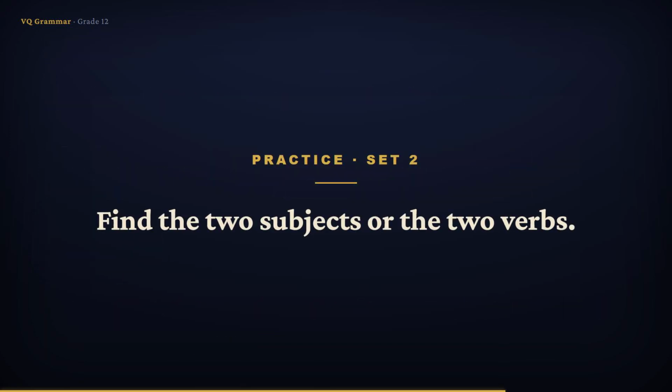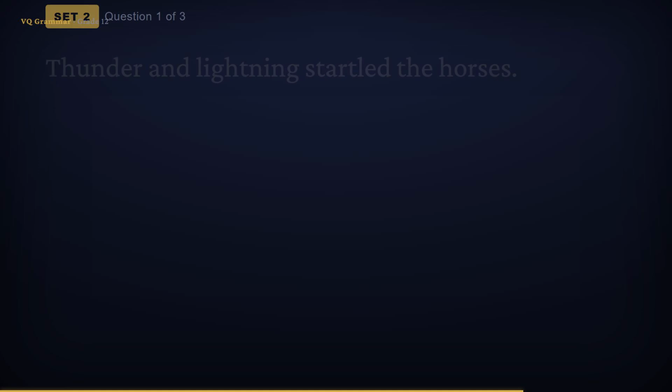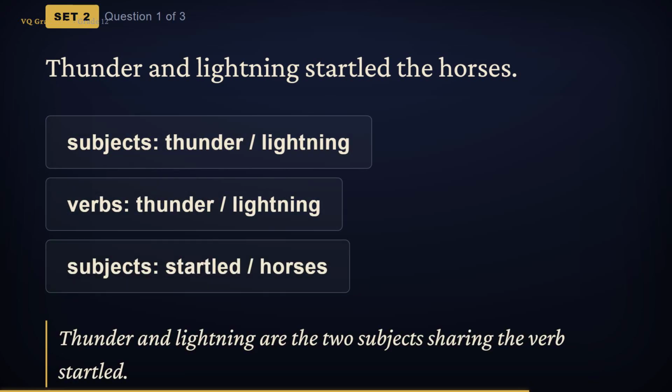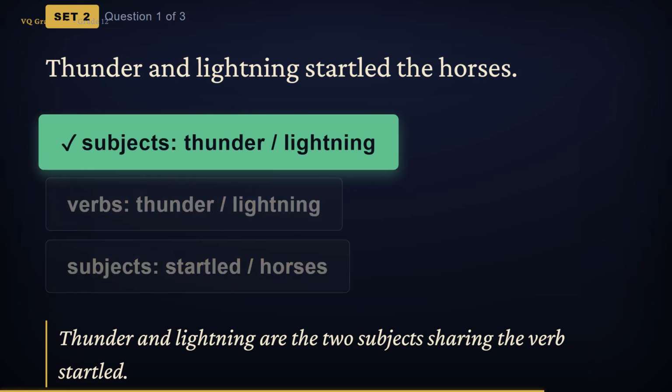Now let's zoom in. Each sentence has a compound part, either 2 subjects or 2 verbs. Your job is to name the pair. Pause and decide before I answer. Thunder and lightning startled the horses. What did the startling? 2 things, thunder and lightning, joined by and, sharing the 1 verb, startled. So the 2 subjects are thunder and lightning.